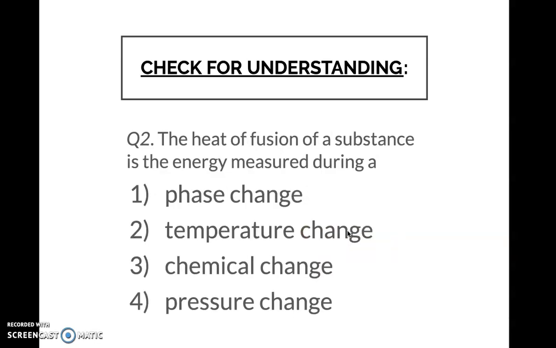Question 2 states, pause the video, try to answer it before I answer it. The heat of fusion of a substance is the energy measured during A, is it 1 phase change, 2 temperature change, 3 chemical change, or 4 pressure change. So the heat of fusion is going to occur and is measured during a phase change.